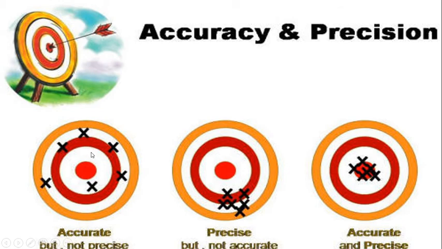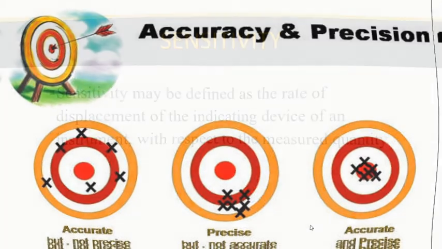Okay, here the arrows do not achieve the target and none are closer to one another, so we call this not an accurate value and not a precise value. But in the second diagram, all the values are nearer to one another, so we call it a precise value, but it does not achieve the target, so it is not an accurate value. But in the third diagram, all the values achieve the target and are also nearer to one another, so it is called an accurate value and a precise value.